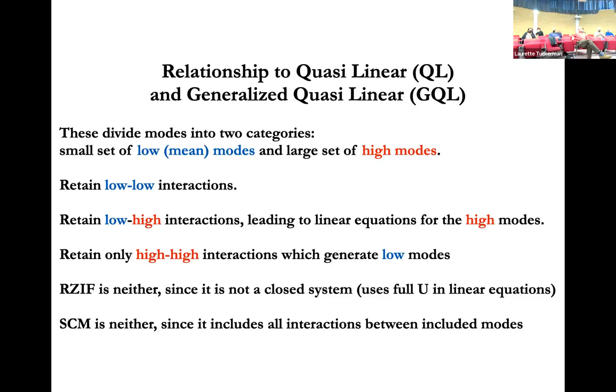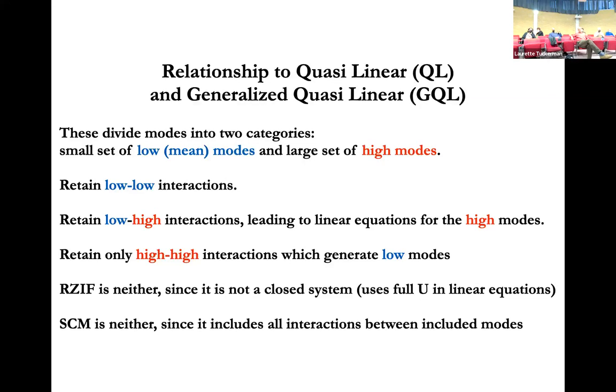So let me explain what is quasi-linear, general quasi-linear. You divide the modes into two categories. One is low, or you could say the mean, as we had, and the other one is high. It could be high spatial or high temporal. Anyway, you just say low and high. And this is a procedure that does take into account dropping interactions, not merely modes. So that could be approachable.